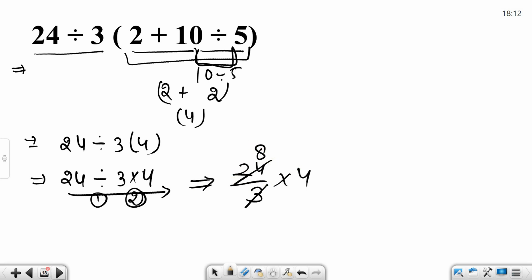24 divided by 3 is 8. Now, multiplying 8 by 4 gives us a total of 32. This is the correct answer.